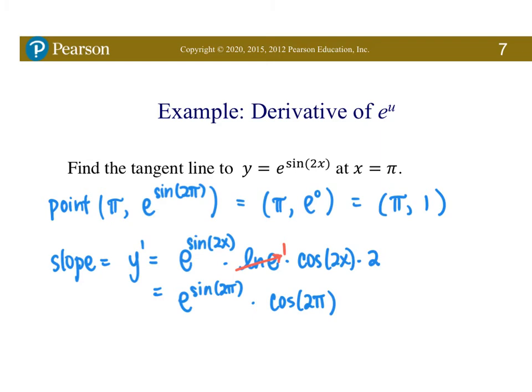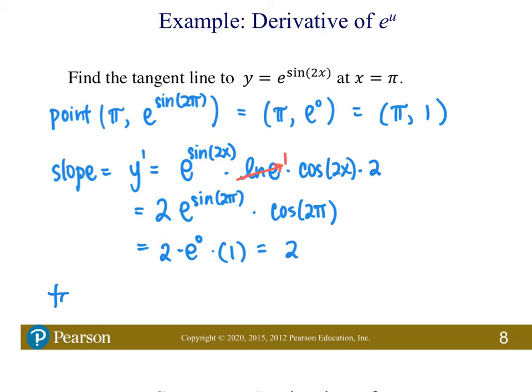So I think I'm going to put my value of 2 out in the front, right out here. So that'll give me 2 times e to the 0, which we know is going to be 1, and the cosine of 2 pi, which is also 1. So we have a slope value of 2. So our tangent line would use the point and the slope. So y minus 1 equals the slope value of 2 times x minus pi.